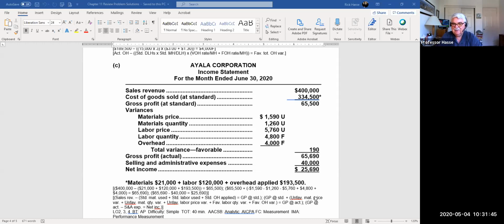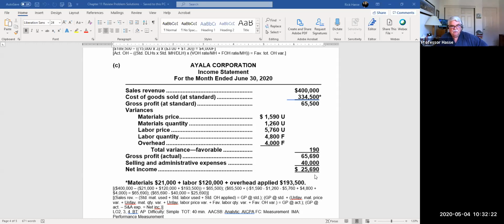This is called an income statement variance analysis, where we take into account our planned profit and compare it to the unfavorable or favorable variances of our three production costs, materials, labor, and overhead, to see how we ended up. So in this company, with the positive $4,000 favorable manufacturing overhead variance, we ended up doing pretty good. We were $190 over our plan. We made $190 more than we thought we did, and thus that contributed to the net income of the company.